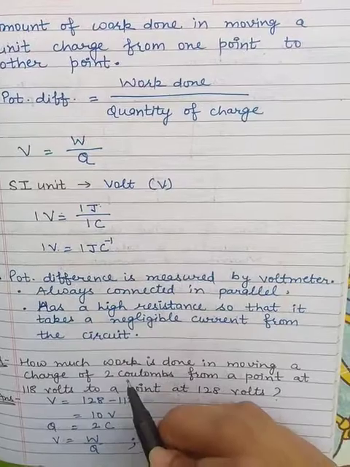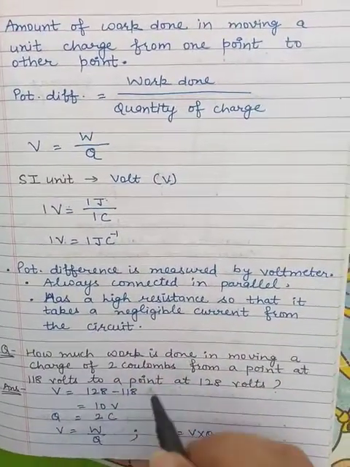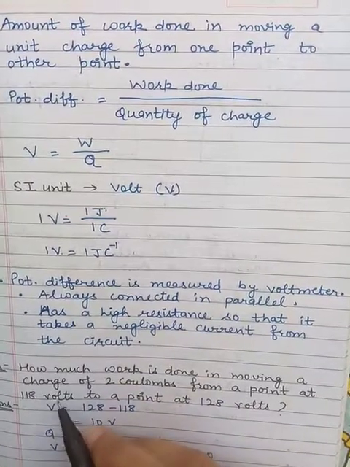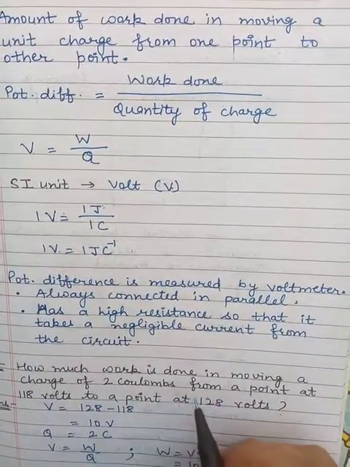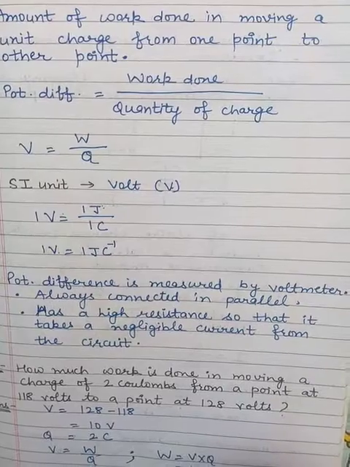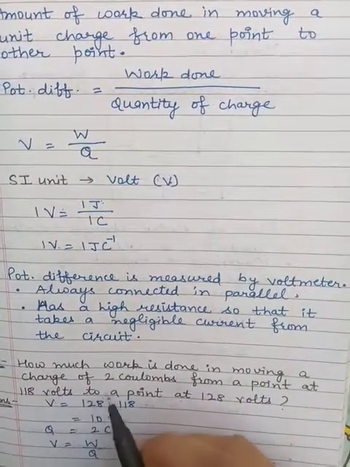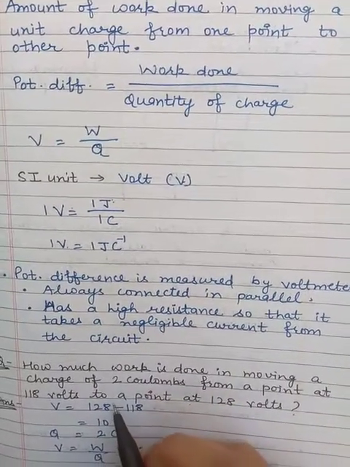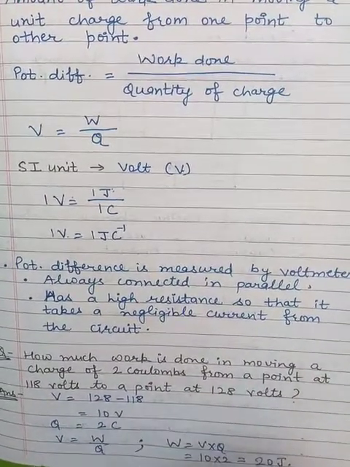Now this is the question on this topic. How much work is done in moving a charge of 2 coulombs from a point at 118 volts to a point of 128 volts? We have V. This is the difference, between 128 and 118. So when we subtract these, we get 10 volts.